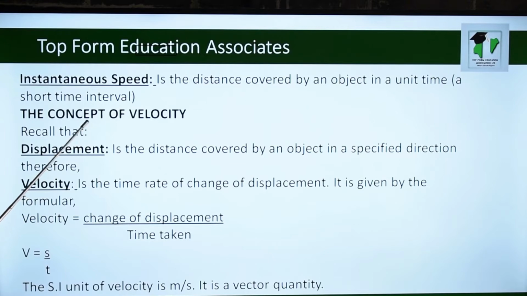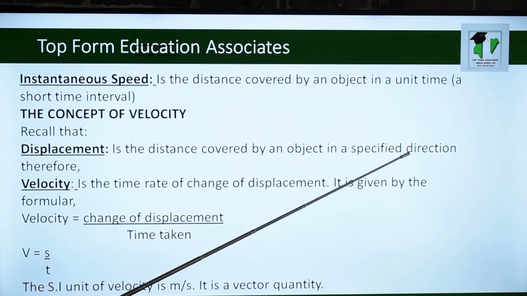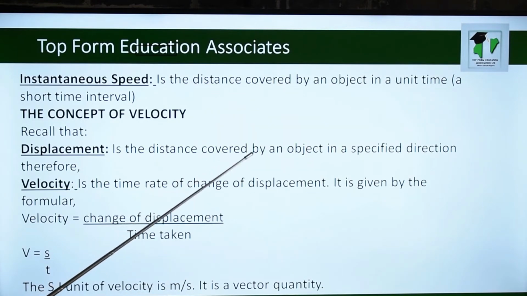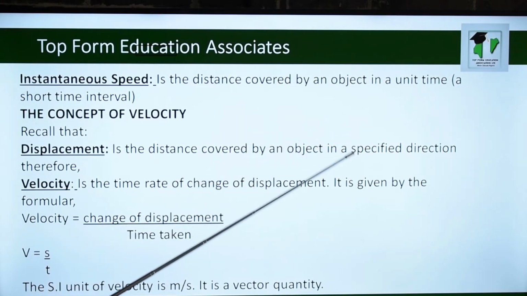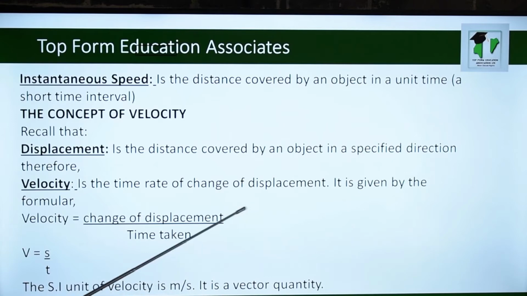Now I want to look at the concept of velocity. The concept of what? Velocity. Recall that displacement is the distance covered by an object in a specified direction. Distance covered by an object in a specified what? Direction. We've done this before now.